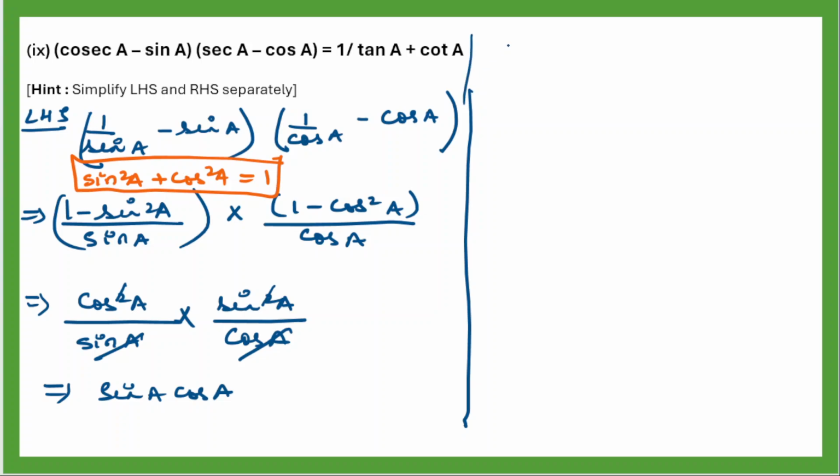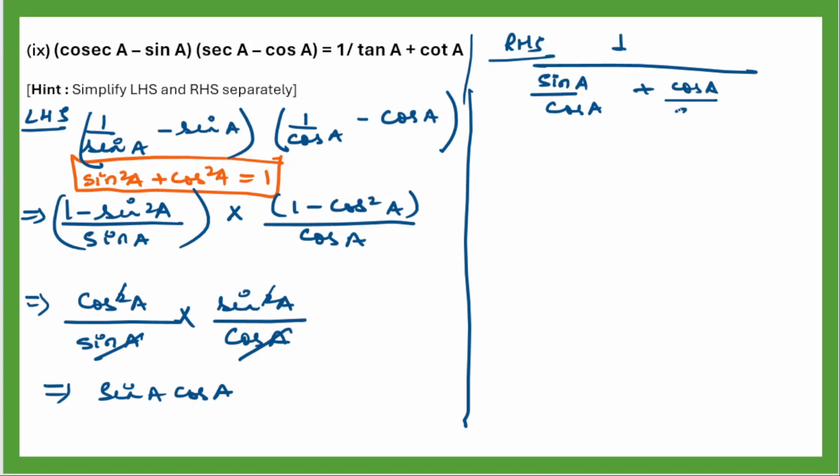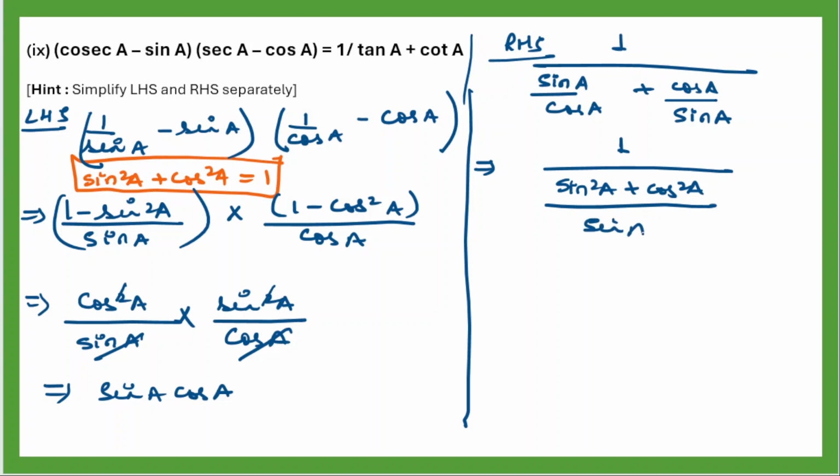Now we are going to solve your right hand side. So we will change 1 divided by tan A plus cot A. In place of tan A, we are going to write it as sin A divided by cos A plus cos A divided by sin A. Now by taking the LCM, we will get it as 1 divided by sin square A plus cos square A whole divided by sin A cos A.